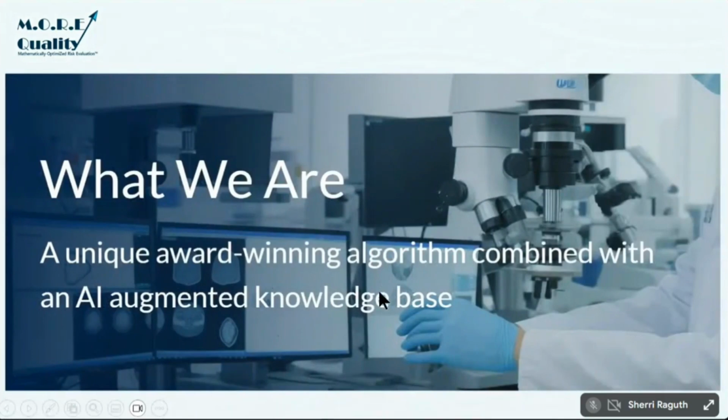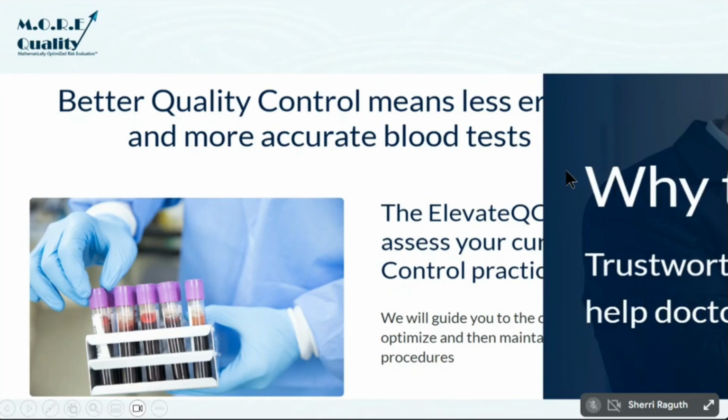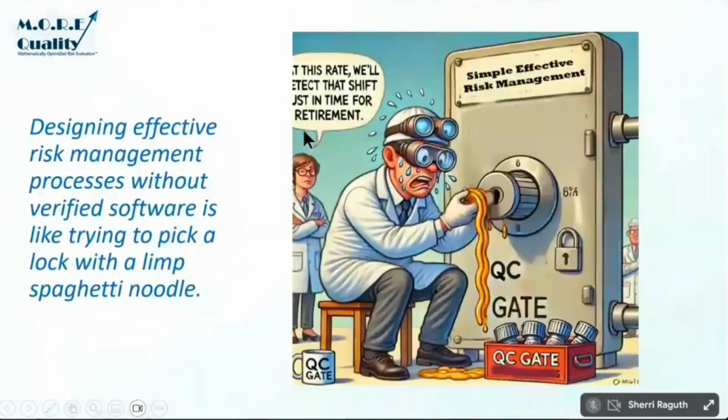So Elevate QC is dedicated to changing the process of risk management and improving patient care. It's based on an award-winning algorithm combined with an AI-augmented knowledge base. It will assess your current control practices. It means fewer errors and more accurate blood tests. It matters because patients matter. Trustworthy and accurate blood tests help doctors and patients. That's what we're here for.